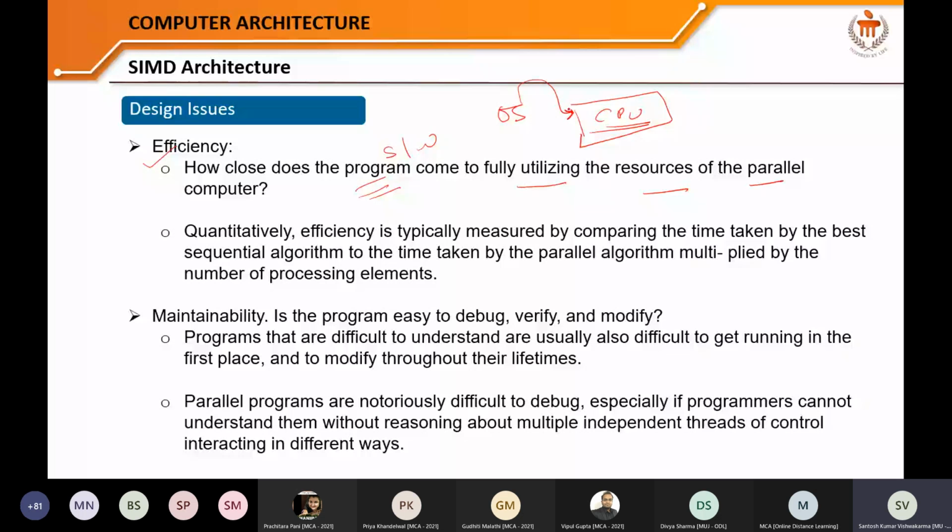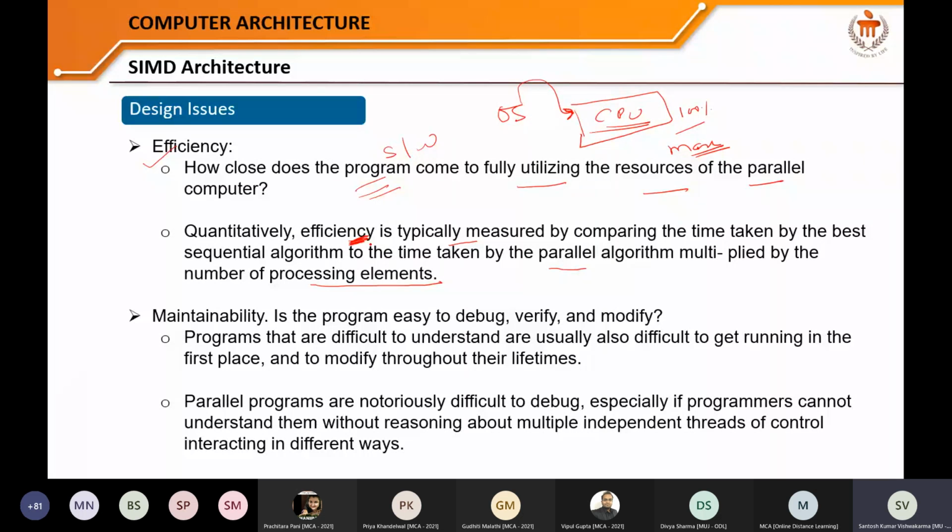Do you feel that we can utilize 100% of the capability of the CPU? Obviously what you are thinking, I have the same answer: the answer is no. So that's why we talk about the maximum we can utilize. I hope you are not answering 100%, because it's next to impossible to have 100% capability. Now, efficiency is typically measured by comparing the time taken by the best sequential algorithm to the time taken by the parallel algorithm multiplied by the number of processing elements. By this, you can find out in what terms we are going to define efficiency.